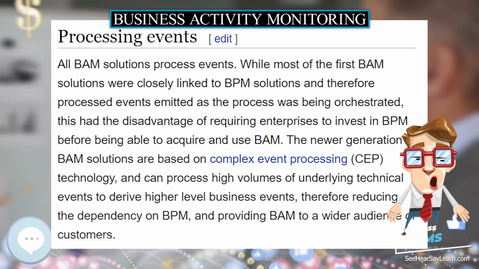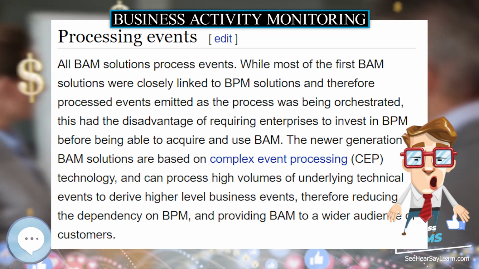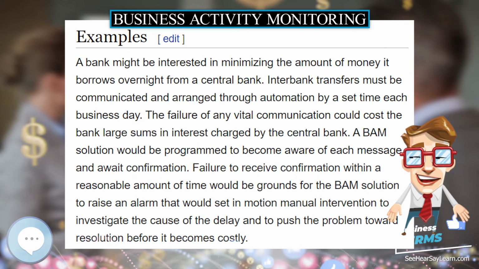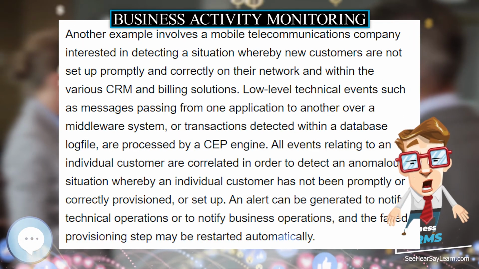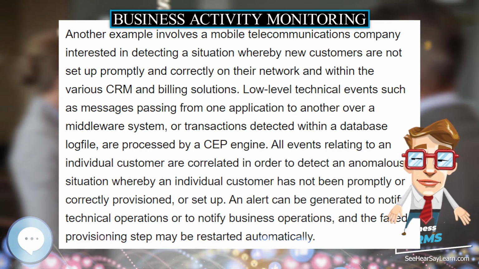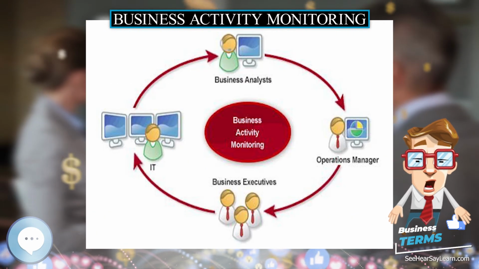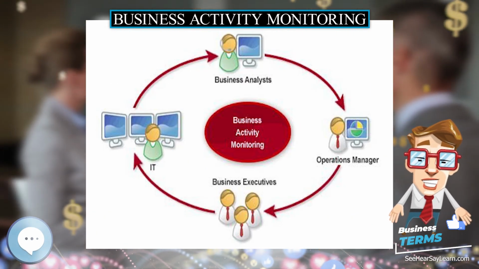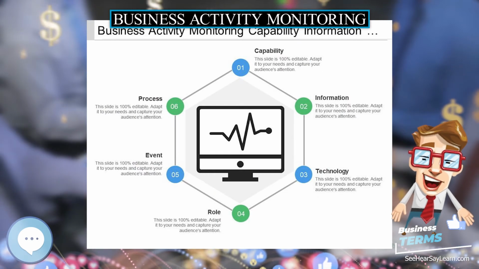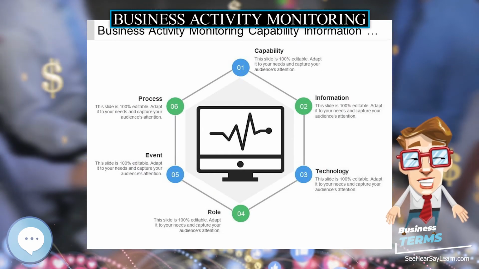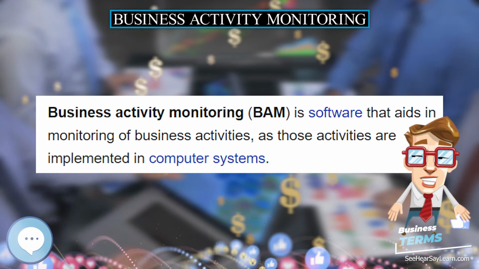Another example involves a mobile telecommunications company interested in detecting a situation whereby new customers are not set up promptly and correctly on their network and within the various CRM and billing solutions. Low-level technical events such as messages passing from one application to another over a middleware system, or transactions detected within a database log file, are processed by a CEP engine.